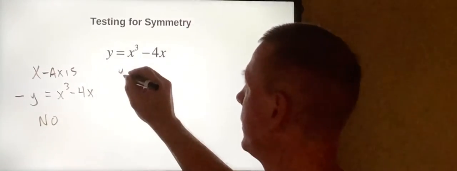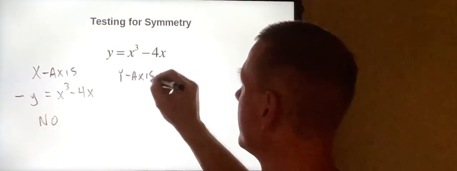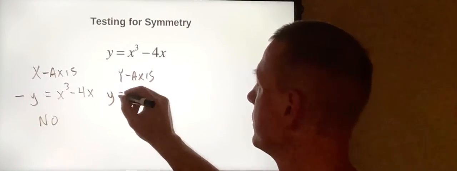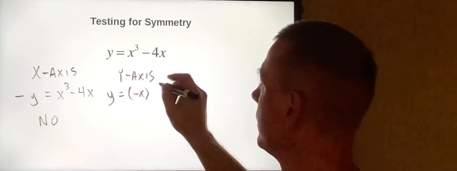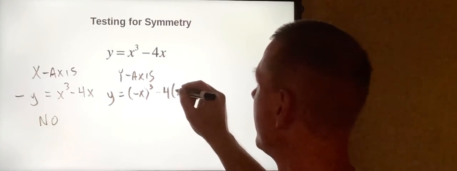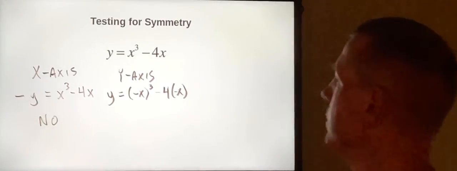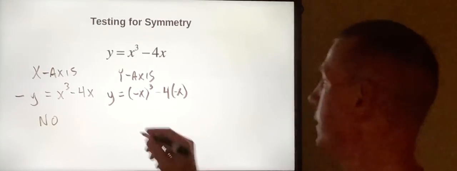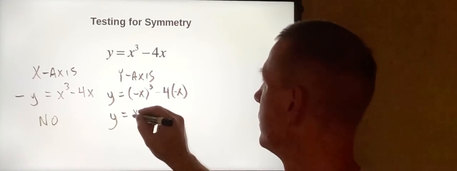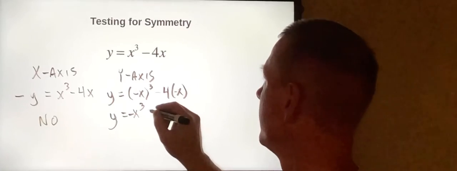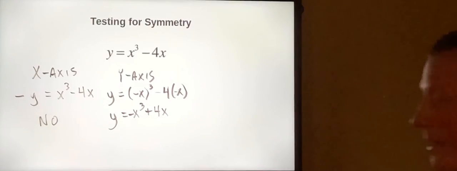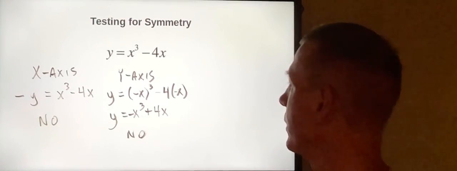For y-axis symmetry, I'm going to put in a negative x anywhere that there is an x. So negative x, and that's cubed, minus 4 times a negative x. So if I go through that process and simplify, I get y equals negative x to the third plus 4x. Again, in this situation, not the same equation, so no symmetry with relation to y.